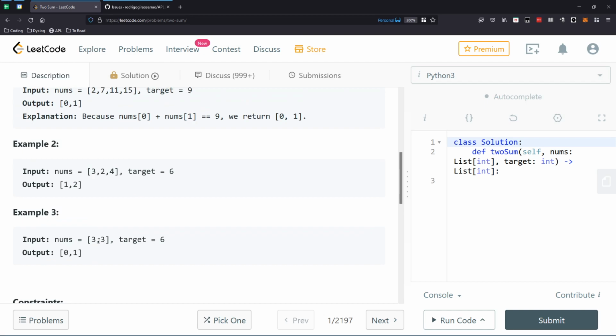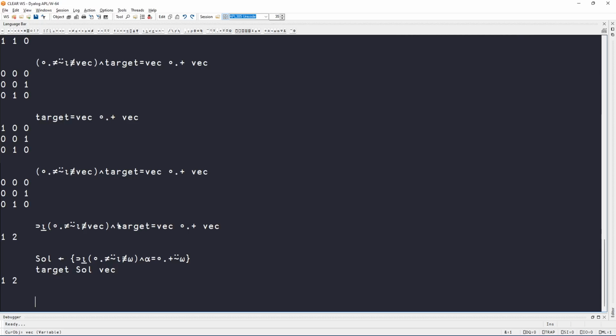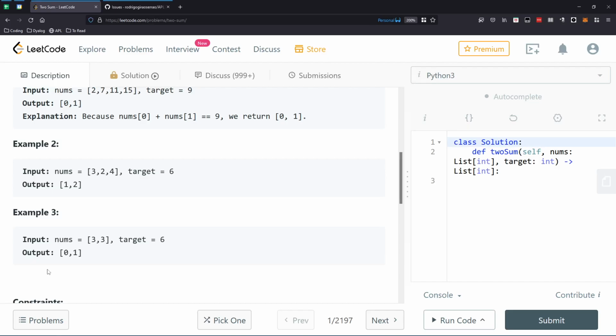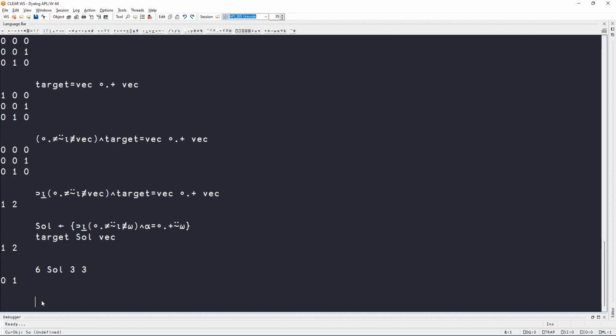And we can try to see if this edge case also works. So the target is 6, the vector is 3, 2, 4, and we get a 0, 1. Alright, so this is one possible way to do this.